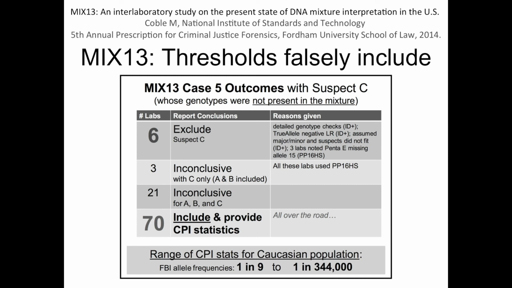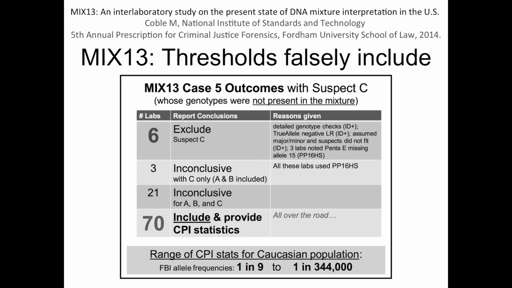And then there was another problem. NIST came back in with another study. This is their MIX13 study, meaning mixtures in 2013. This time, 100 groups wrote back on 5 different mixtures. And this is a 3-person mixture, which does not contain suspect C. He's not a contributor to this mixture. And of the 100 replies they got back, 70 labs said he was in the mixture.